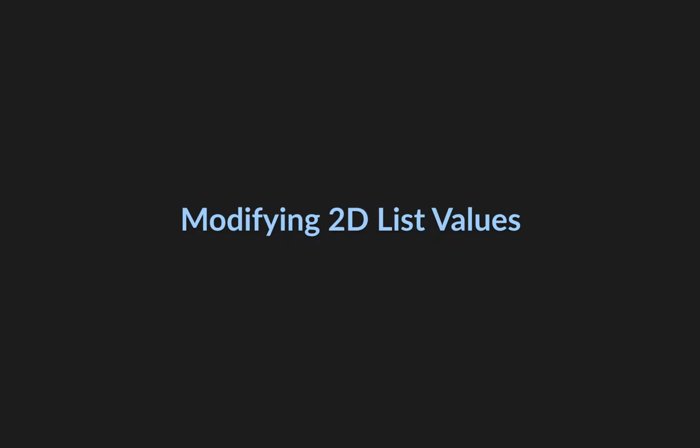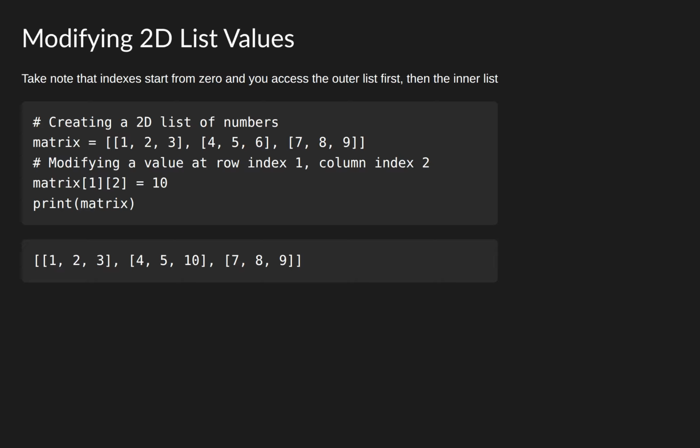Modifying 2D list values. Indexes start from 0. You access the outer list first, followed by the inner list. This is important when working with multi-dimensional lists in Python.